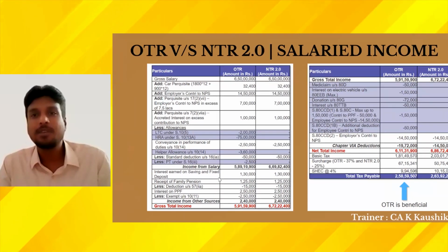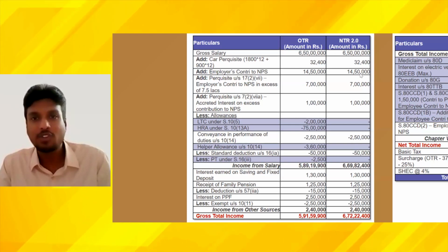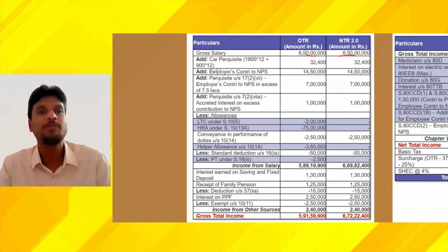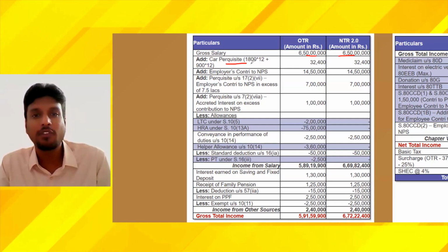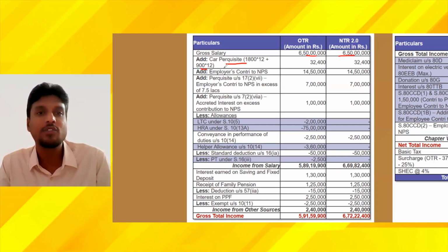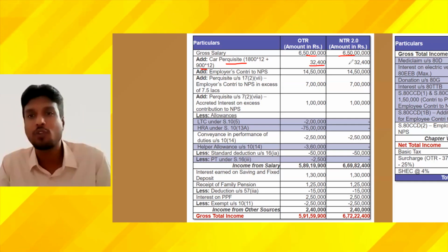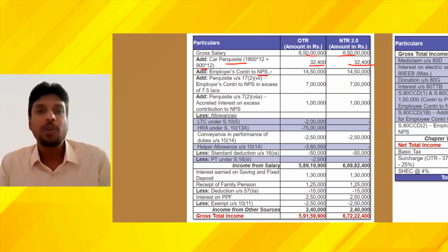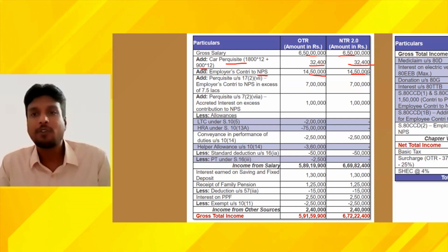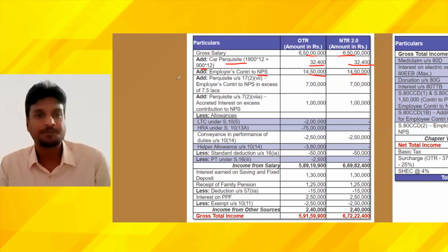So the old tax regime is on the left-hand side and the new tax regime is on the right-hand side. The gross salary continues to be the same under the old tax regime; this will not change. So we are adding the car perquisite, that is 8,800 into 12 for the car and 900 rupees for the driver. So total 2,700 into 12, 32,400 as a car perquisite. Employer contribution to NPS, the entire thing will be added back, 14,50,000.